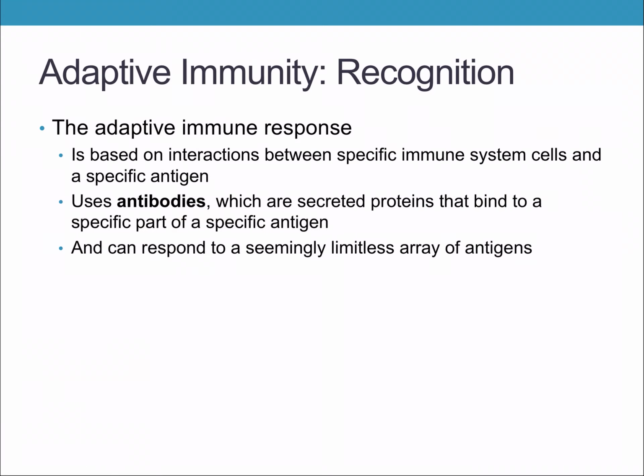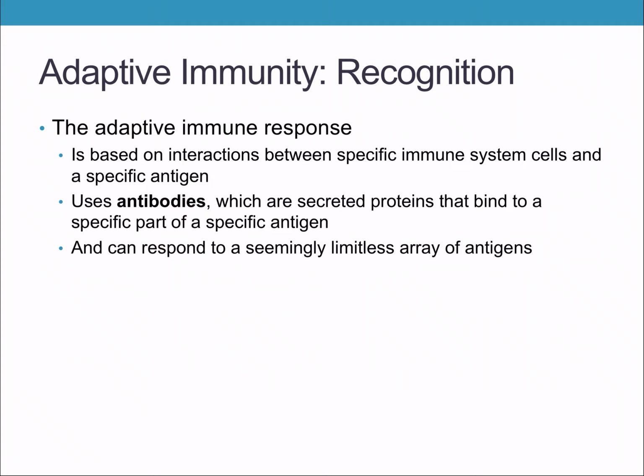Okay, so that is the innate immune response. The adaptive immune response is a little bit more complicated. So this is based on the interactions between specific immune cells and a specific antigen. Now, if you go on to take, and I've said this before in here, future courses in immunology, even anatomy and physiology, we'll get into this in much more detail. We're just going to kind of scratch the surface of adaptive immunity. It is, like I said, very complex.